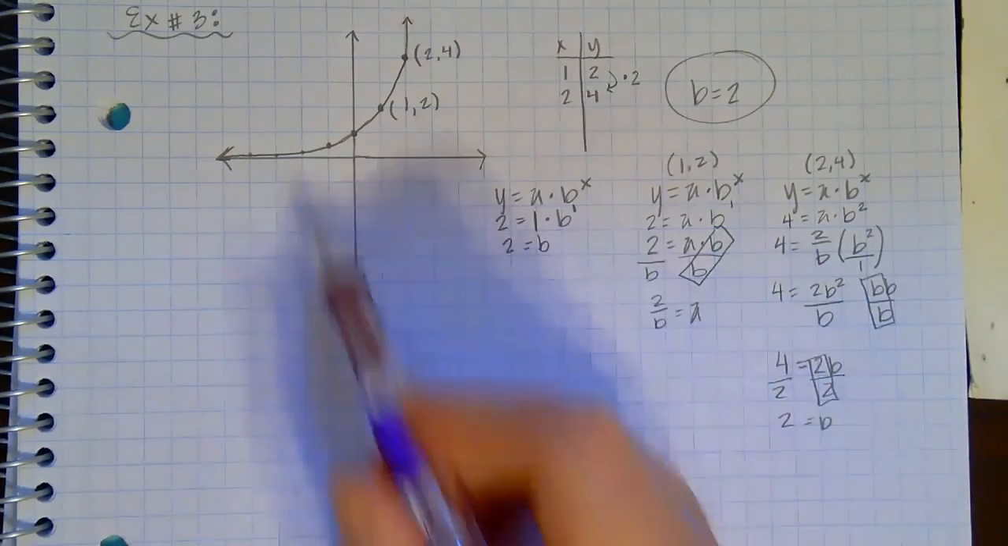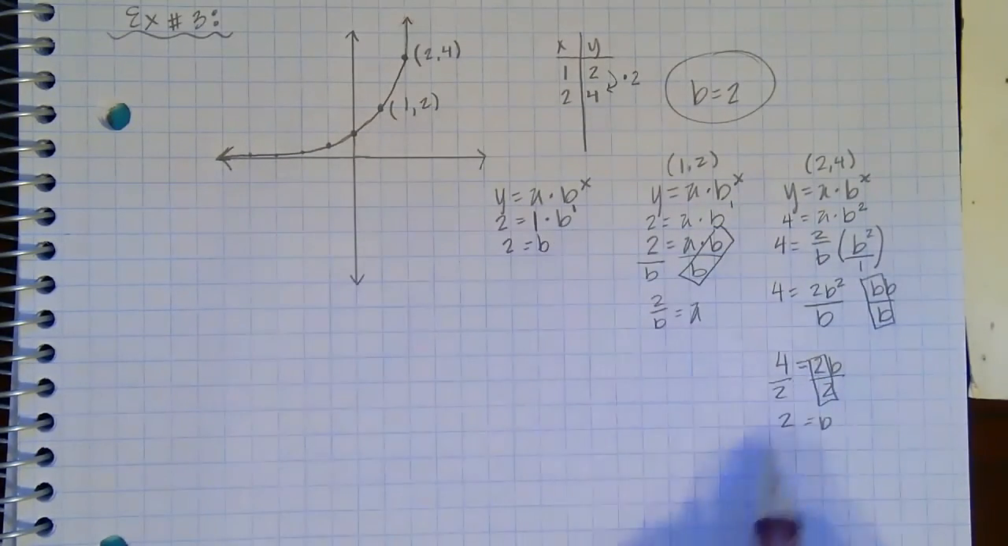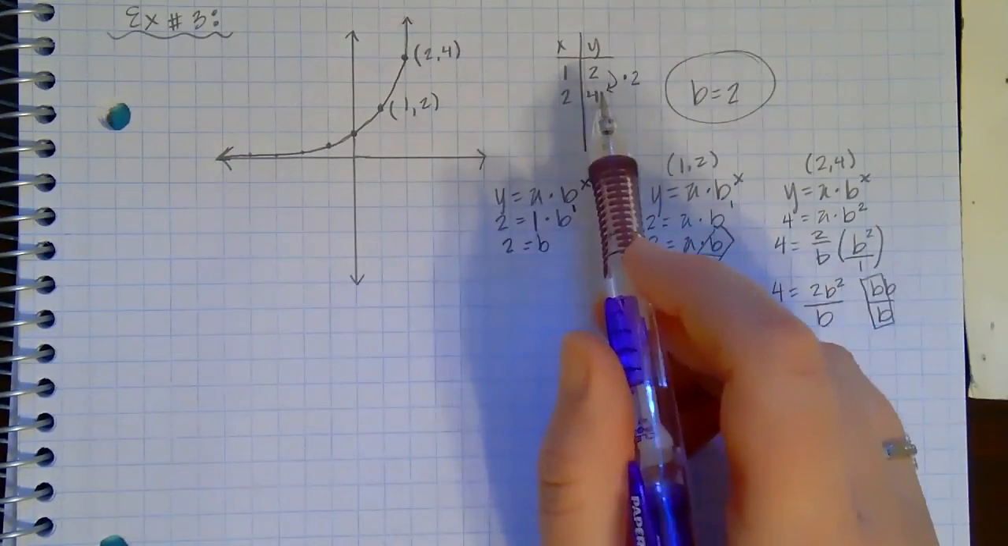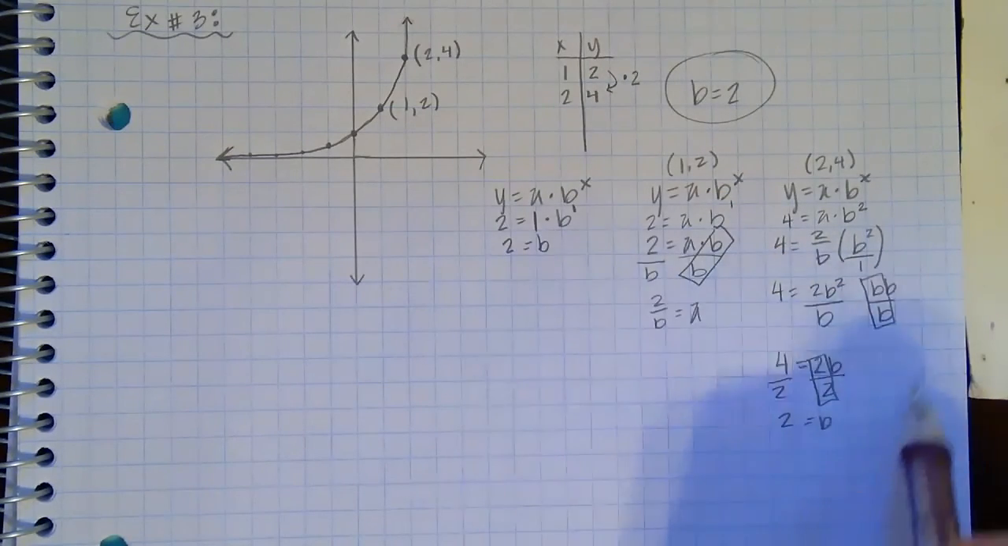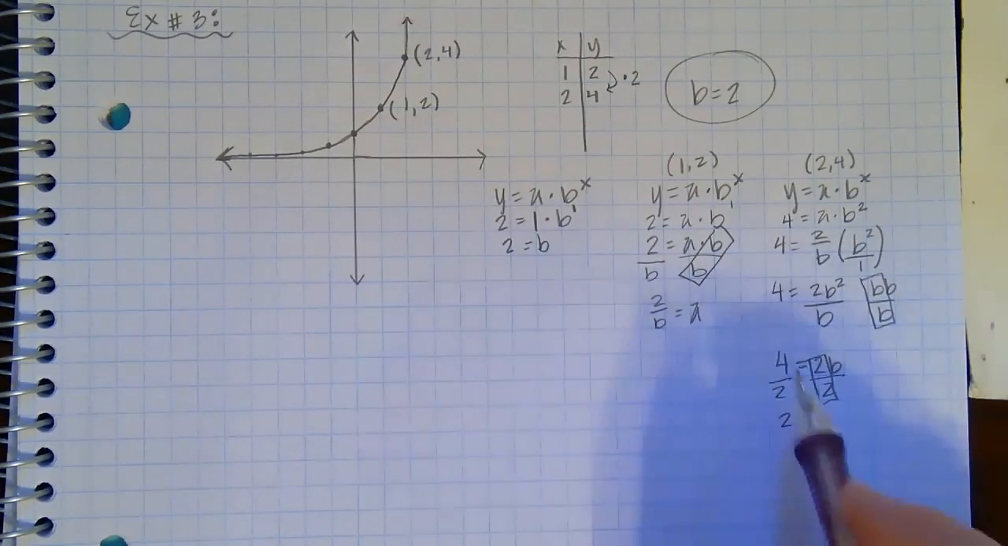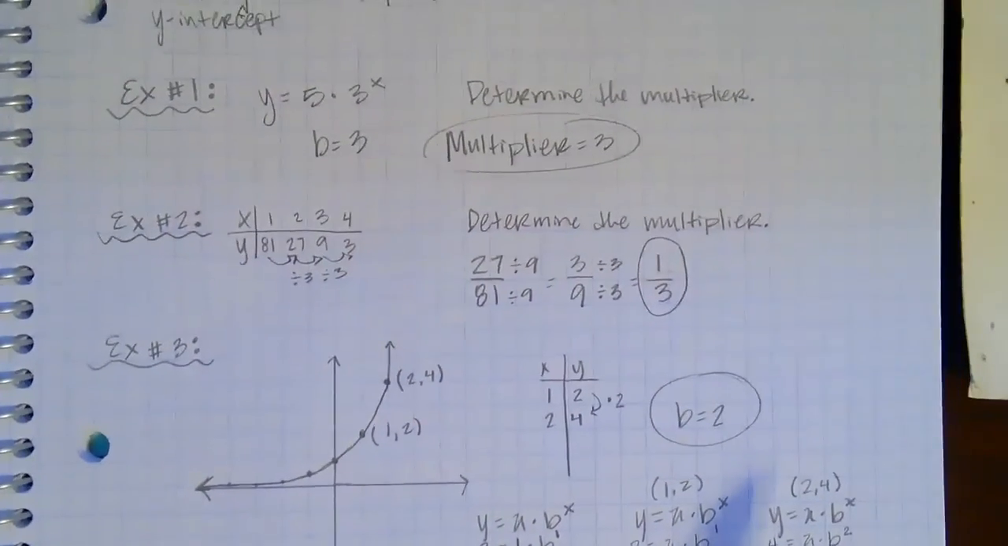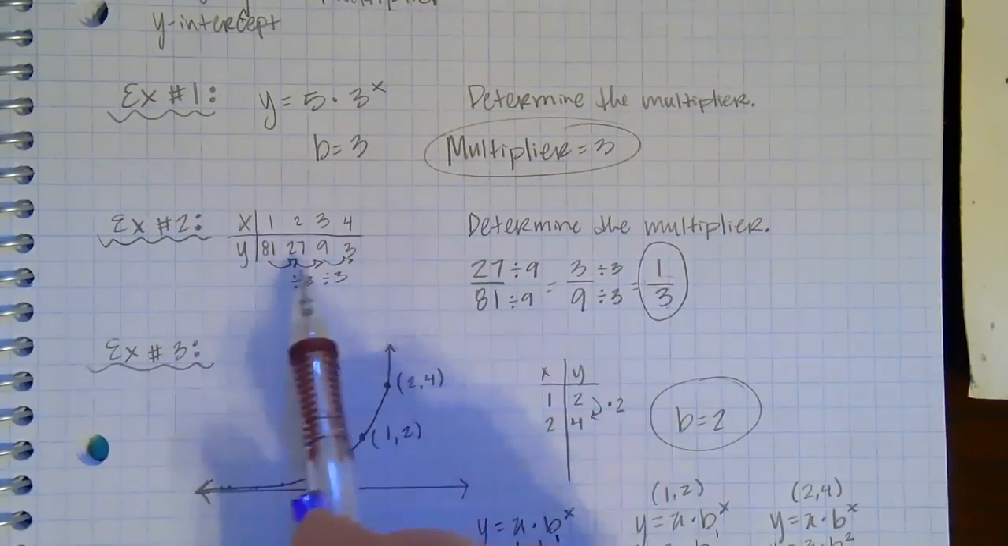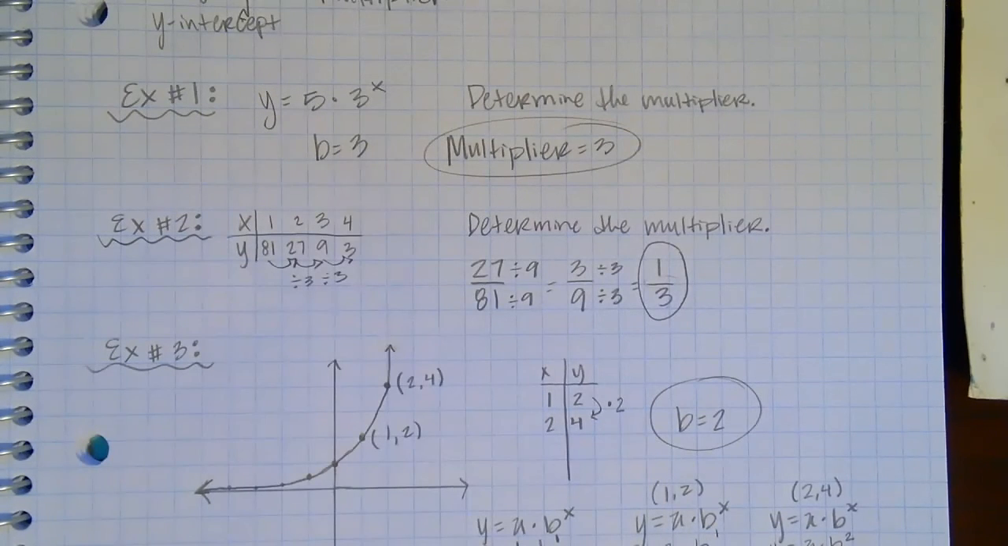So in this situation, obviously you didn't have to do any of this extra work. We could just see it using the table, but sometimes it's not that simple. So this is just for when it gets harder later, okay? So these are the basic ways, using a graph, using a table, and using an equation to find the multiplier.